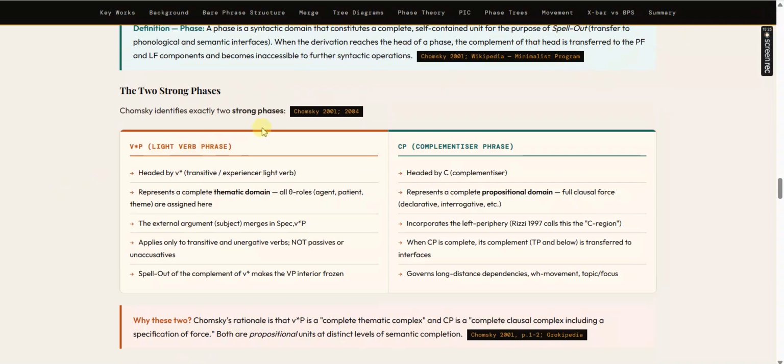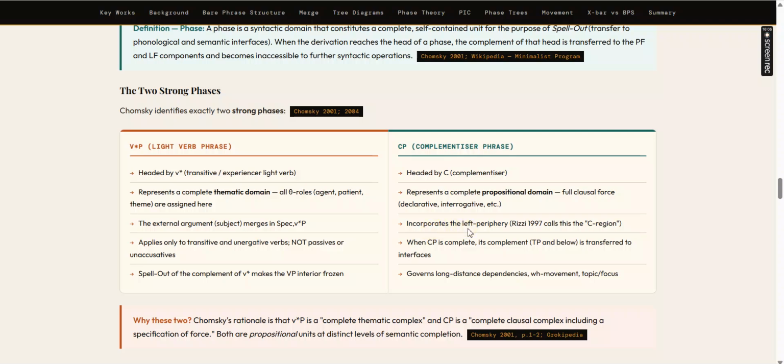The two strong phases: Chomsky identifies exactly two strong phases, vP, the light verb phrase, and CP, the complementizer phrase. vP is headed by v and CP is headed by C. vP represents a complete thematic domain, all theta roles. CP represents a complete propositional domain. Then external arguments merge in spec vP.